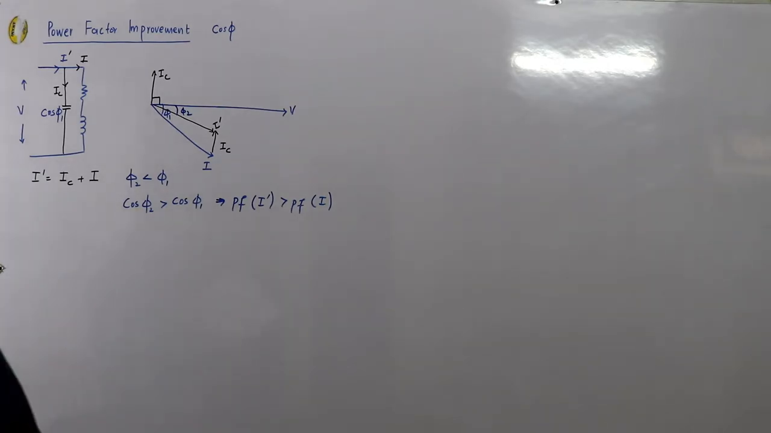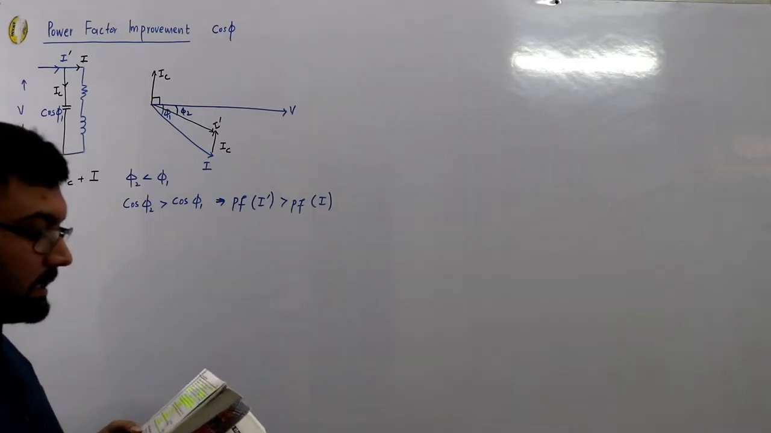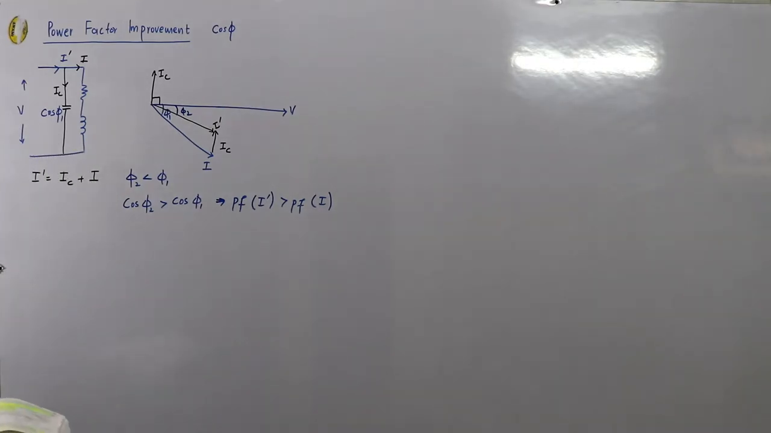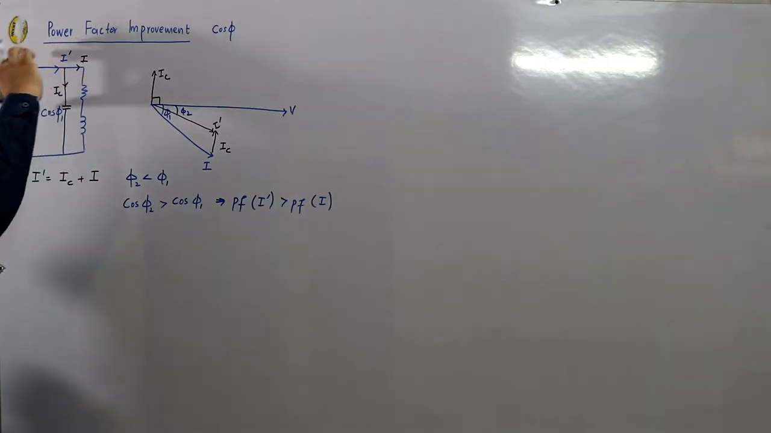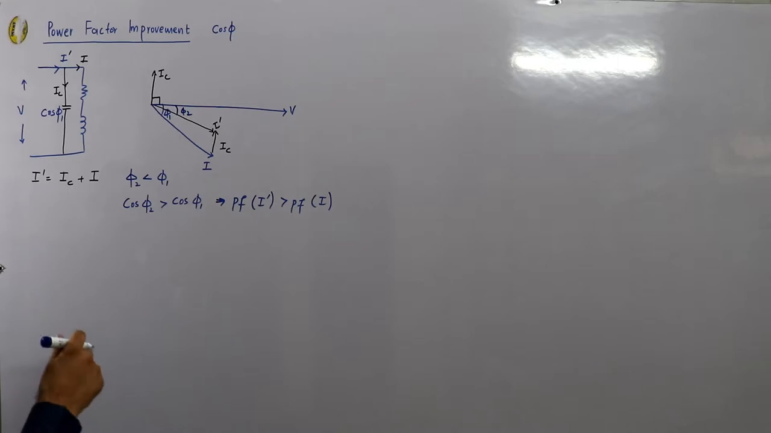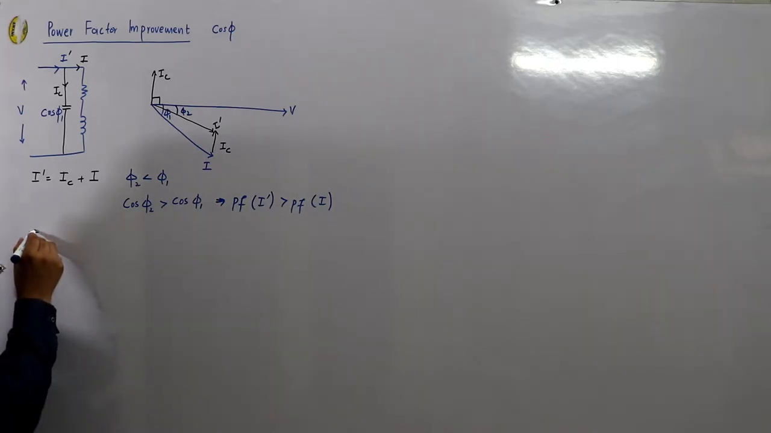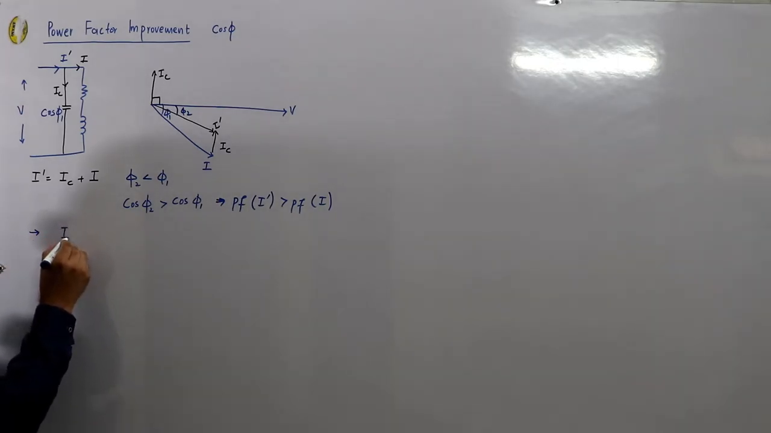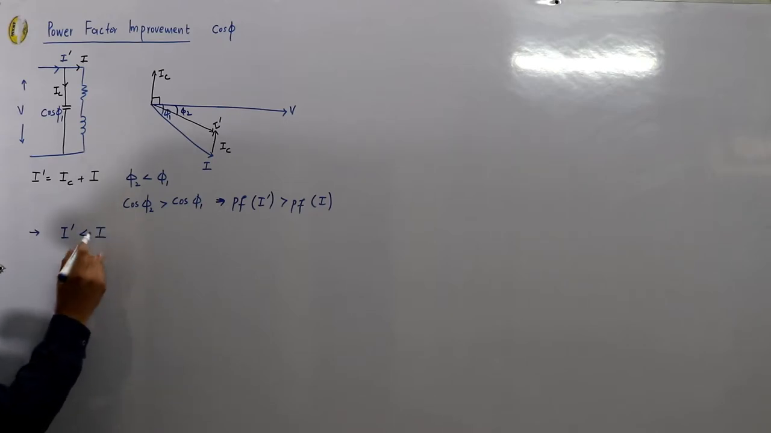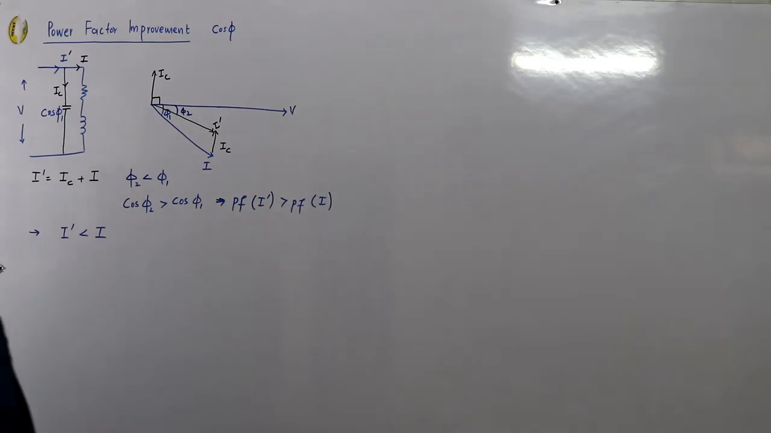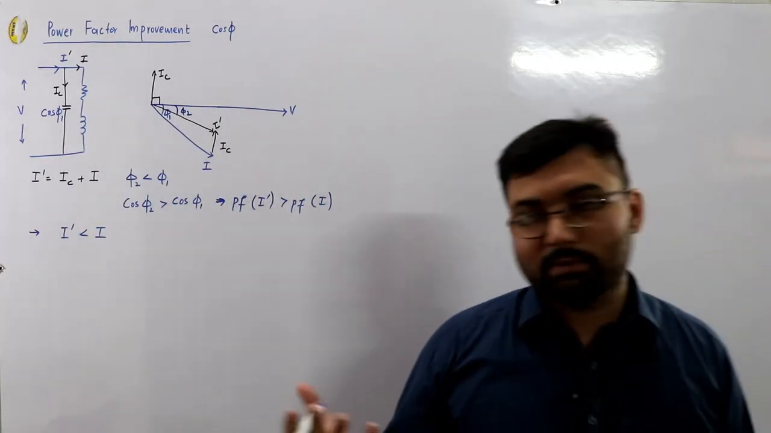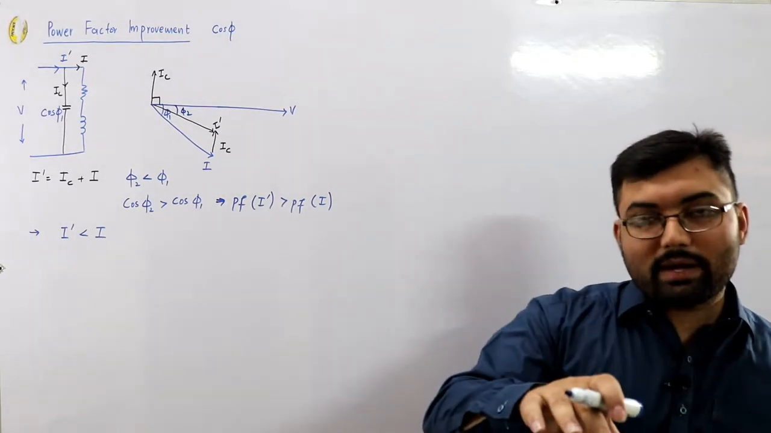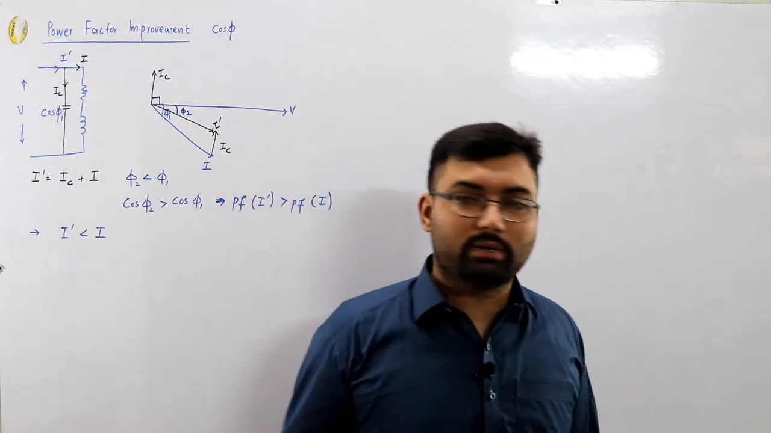Okay, power factor is improved, right? Now you can see that the current of the circuit, I dash, is the circuit whole current. After power factor correction, I dash is less than I. The circuit current after the power factor correction is less than the current before power factor correction, and we've already seen that the current taken by the circuit is inversely proportional to the power factor.